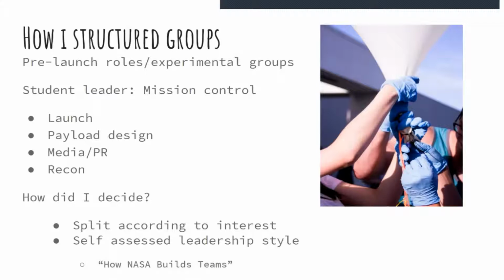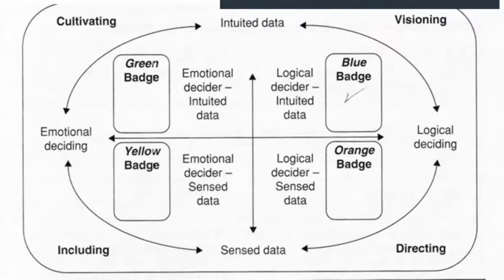And the way I decide on how I'm going to group them is I split them according to, number 1, their interest, and 2 is their self-assessed leadership style. And I use 2 chapters from this book called How NASA Builds Teams. And in doing that, I have students self-assess a badge color. They're either green, yellow, blue, or orange, based on how they make decisions.